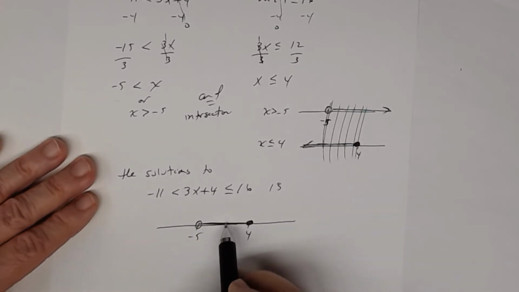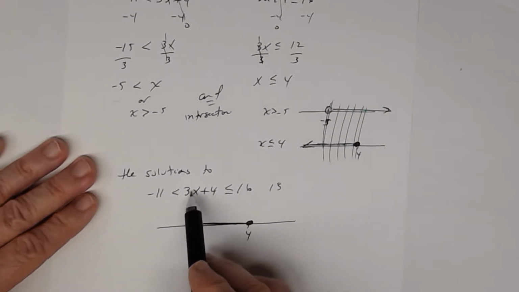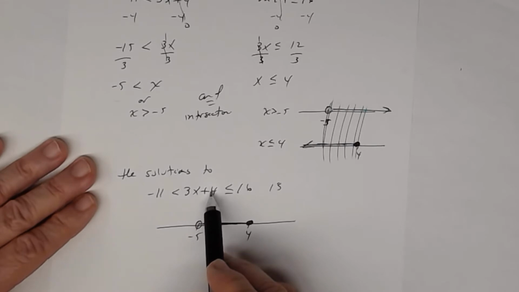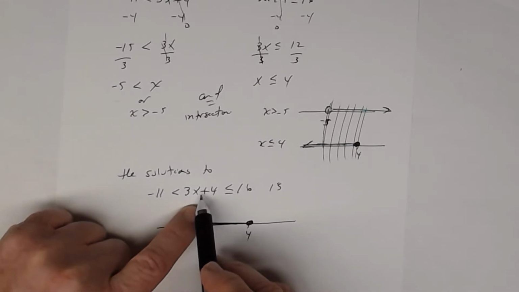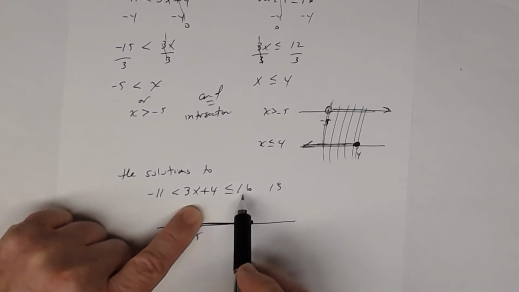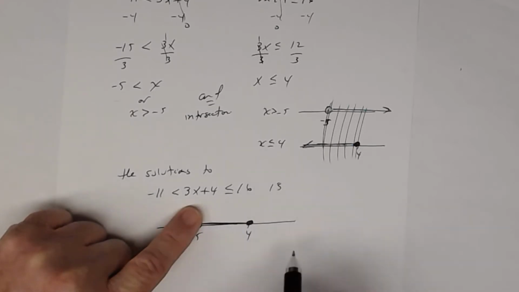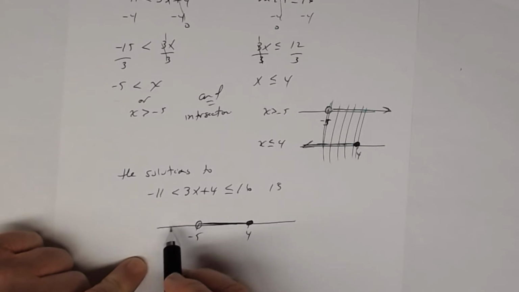So for example, you see negative 1 is here, right? Negative 1 is shaded. So let's see why negative 1 is shaded. What's 3 times negative 1? Well, 3 times negative 1 is negative 3. Negative 3 plus 4 is 1, right? So remember, that's 1. So is negative 11 less than 1? Yes. And is 1 less than or equal to 16? The answer is yes.